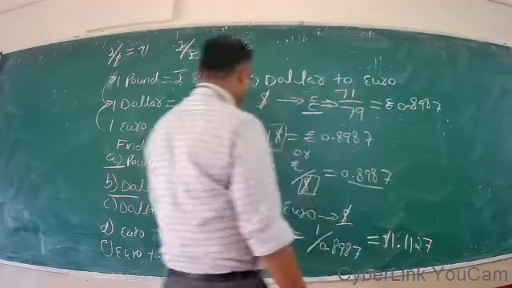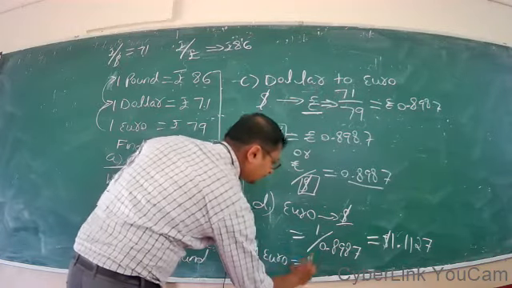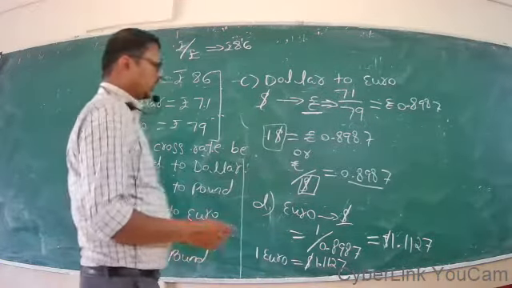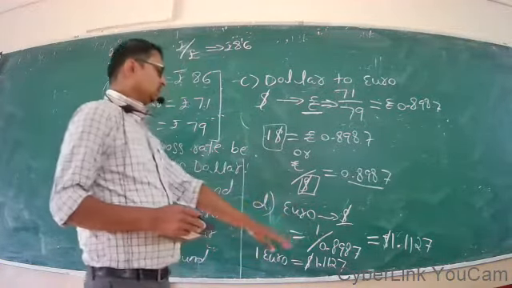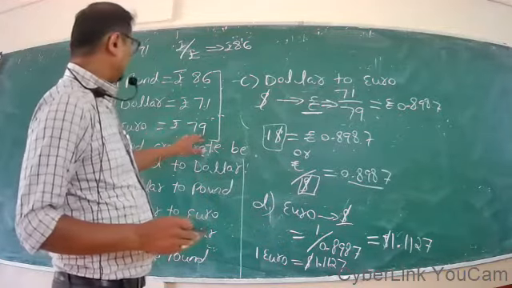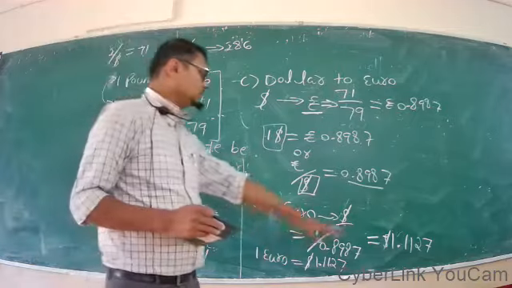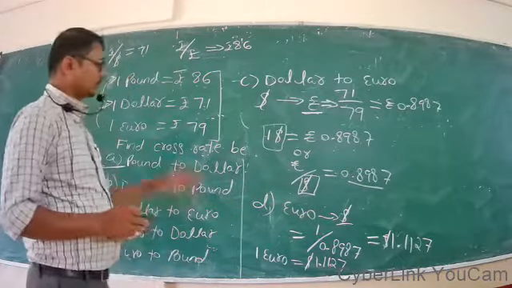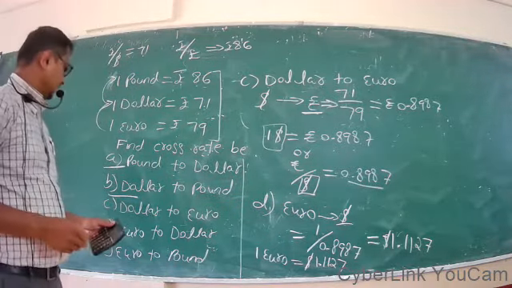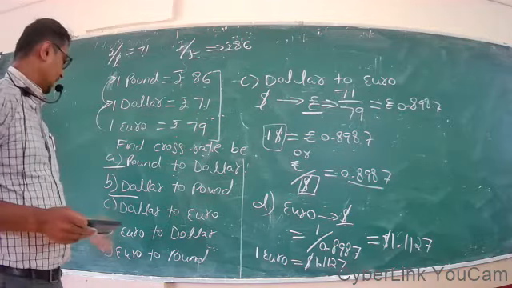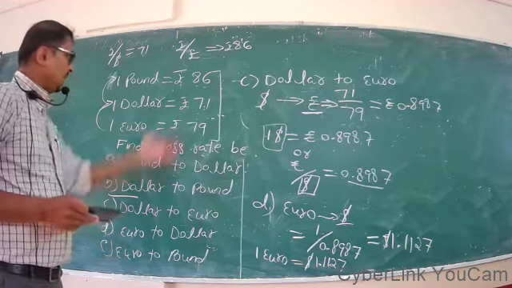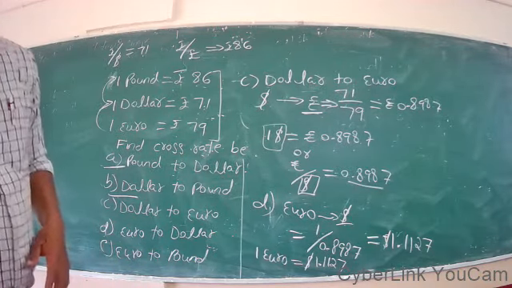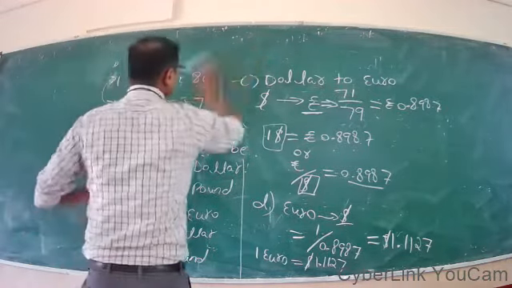That means 1 euro is equal to dollar 1.1127. You can solve this way, or you can write it as euro is how much, 79 divided by 71. You get the same answer, right? So these are the two ways you can solve these types of problems. Now with the help of these things, I think you can solve question number E and question number F, right? Now we will solve some more similar questions.